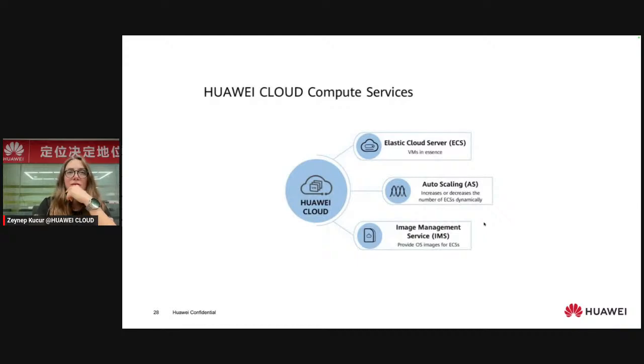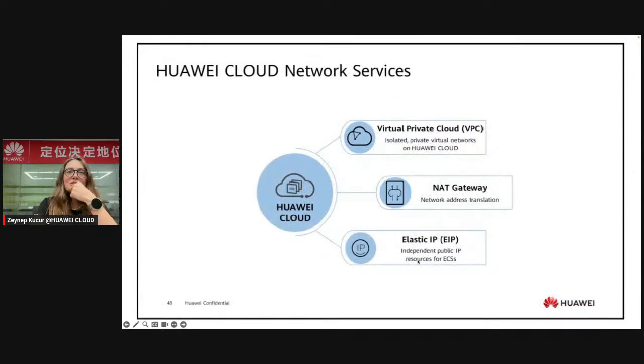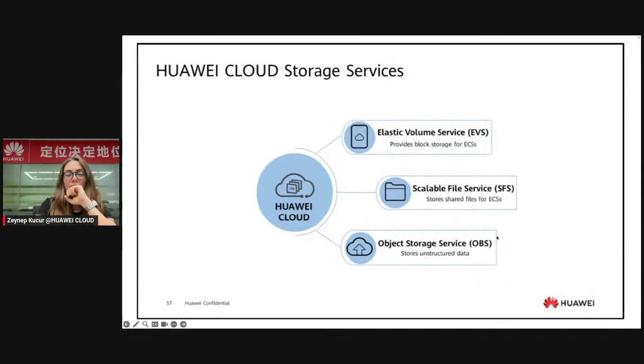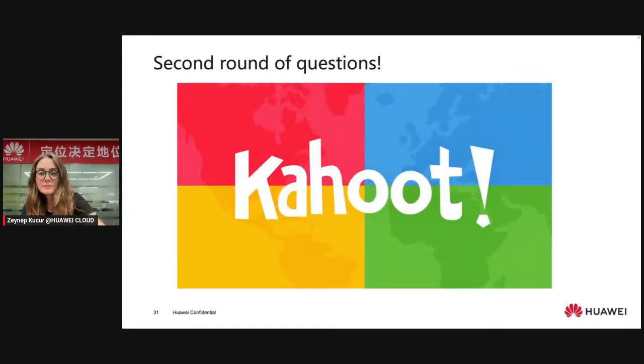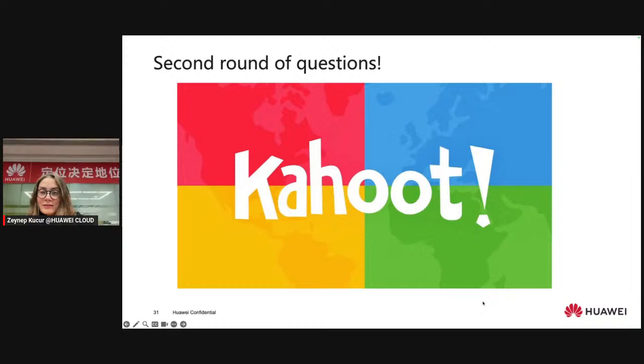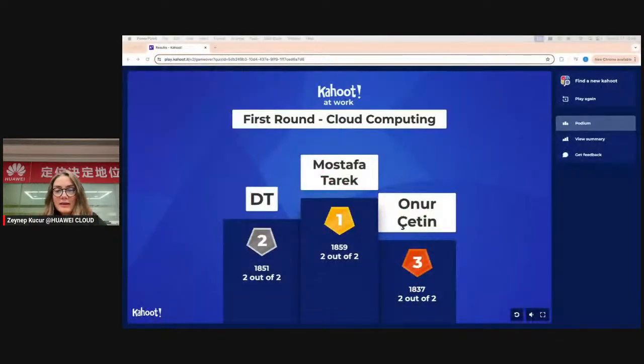Then we mentioned Huawei Cloud's compute services. There are ECS, auto-scaling AS, and then image management service, IMS. Then I mentioned network services, which is virtual private cloud called VPC, NAT gateway, and elastic IP. And then there's elastic volume service, which is a storage service, and then scalable file service and object storage service. So I will open the next round of Kahoot. Please be ready.